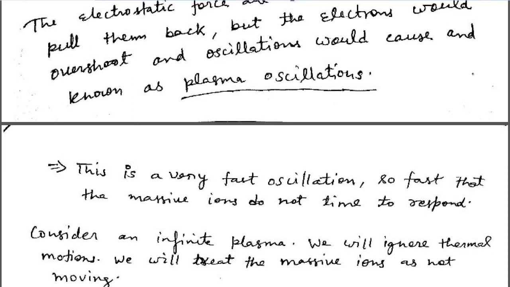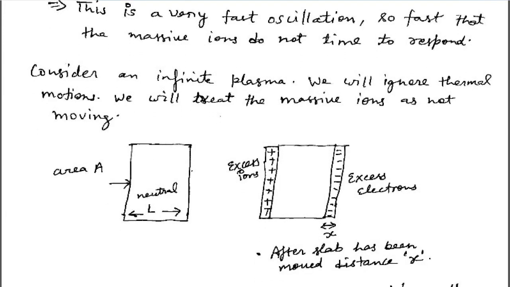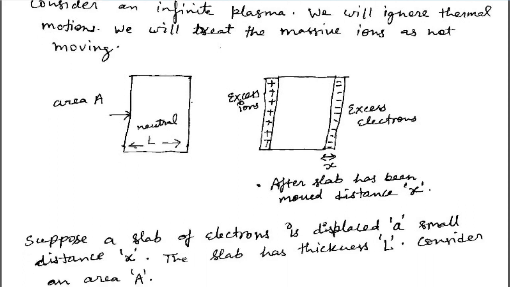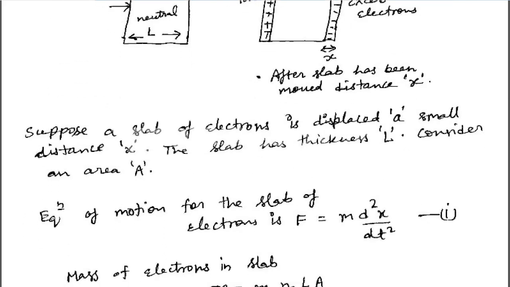We consider an infinite plasma. We will ignore thermal motions. We will treat the massive ions as not moving. So you can have a neutral plasma of length L and area capital A. If you have excess positive ions on one side, you have excess negative charge on the other side, with thickness x, after the slab has been moved a distance x. Suppose a slab of electrons is displaced a very small distance x; the slab has thickness L and area A.